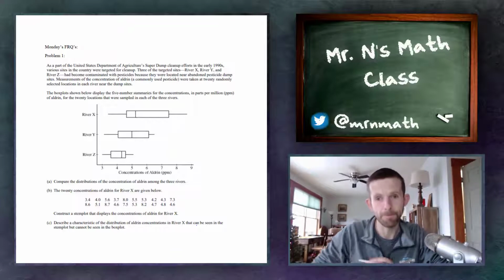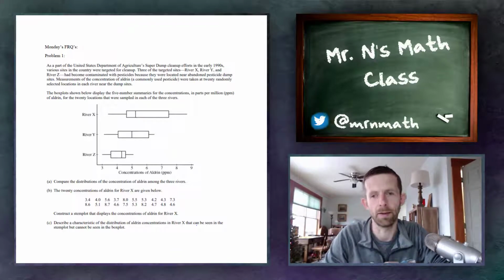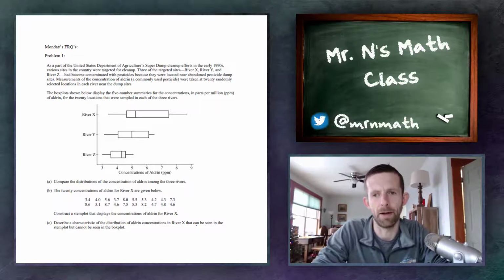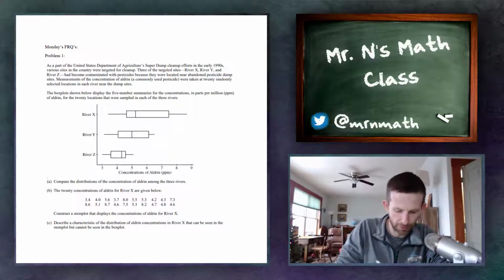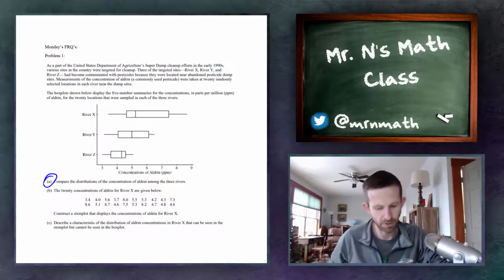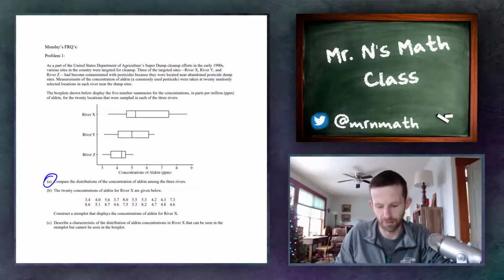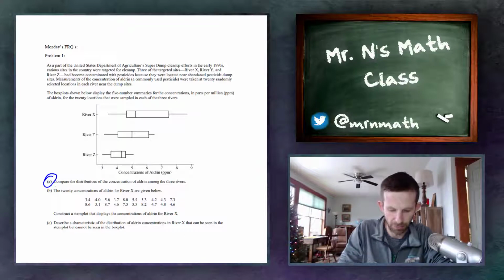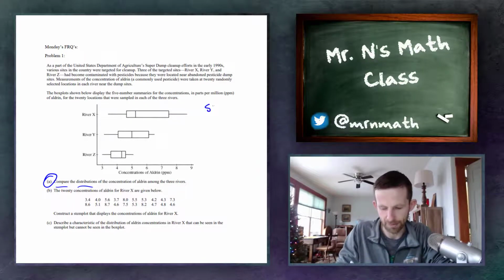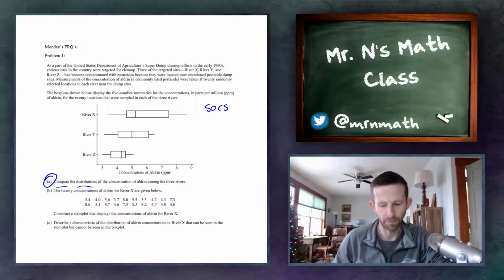So here's problem one. You've got the lead up, three targeted sites, river X, river Y, and river Z, and you've got measurements of the concentration of aldrin. The first question says, compare the distributions of the concentration of aldrin among the three different rivers. When you're comparing distributions, we want to talk about SOCs. So let's talk about shape and outliers first.